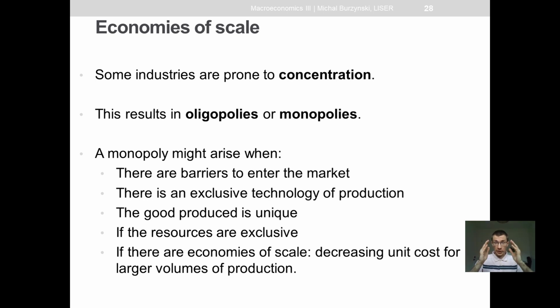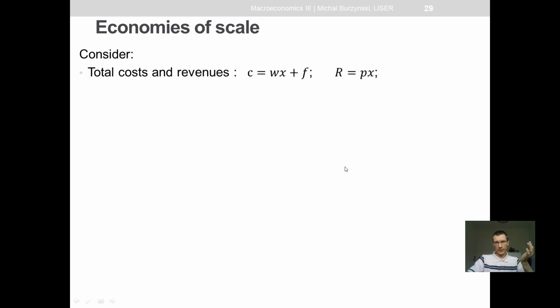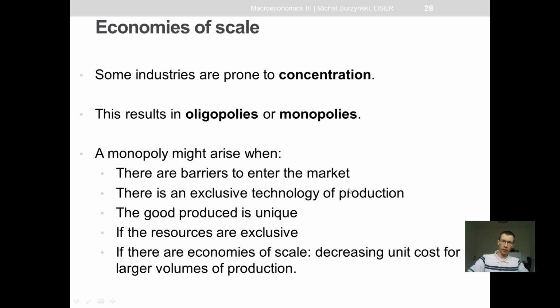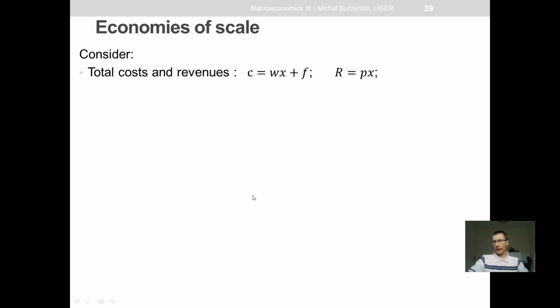Which means that the economies of scale is the fundamental characteristic of some businesses that causes concentration of those businesses, right? So what about this cost story and this decreasing unit cost for large volumes of production? Let us write down a very simple model in which we just write down some cost and revenue functions for the enterprise. Let's assume that in the firm or in the economy in general, total costs and revenues are given by those two functions.